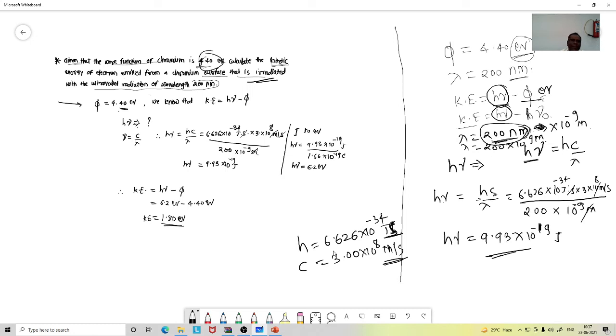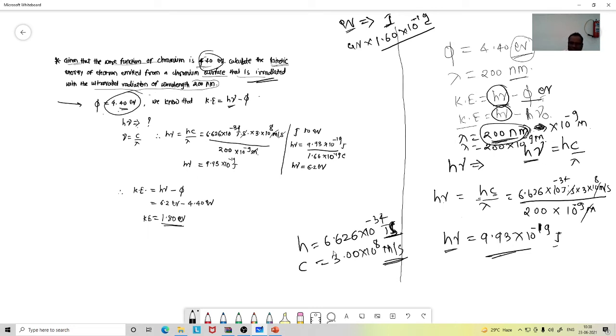Now, in the previous problem we have seen that electron volt is converted into joule. How we have converted: electron volt multiplied by charge on the electron, 1.60 into 10 raised to minus 19 coulomb. So we have converted electron volt into the joule. In this case, the work function psi is given in the electron volt. Either way around we can convert. This psi can be converted into the joule, or this h nu can be converted into the electron volt.